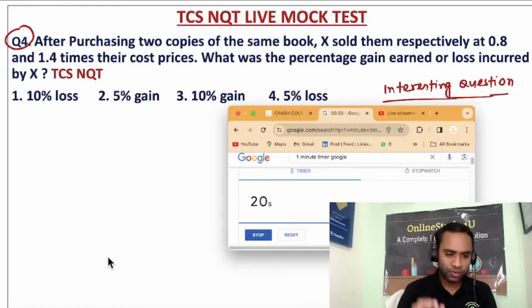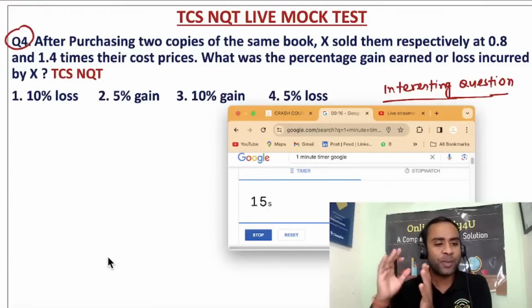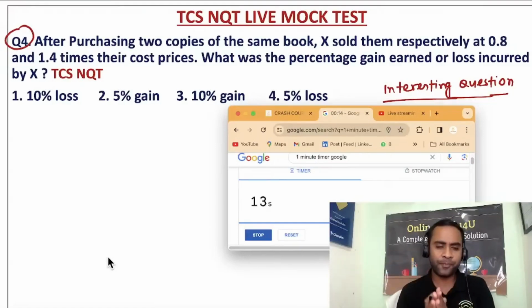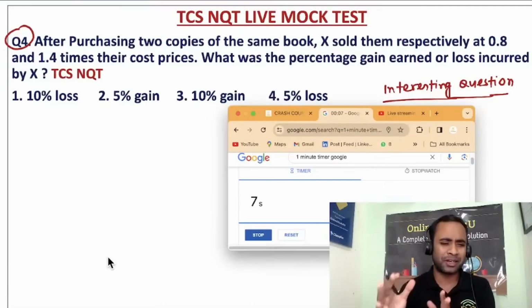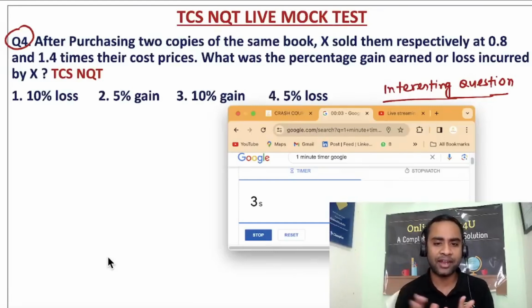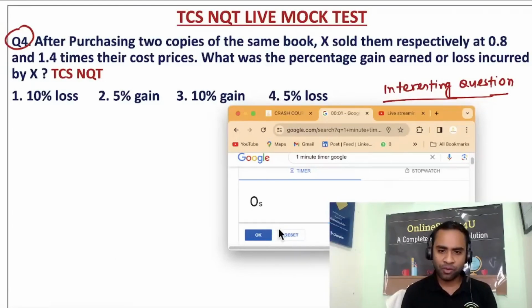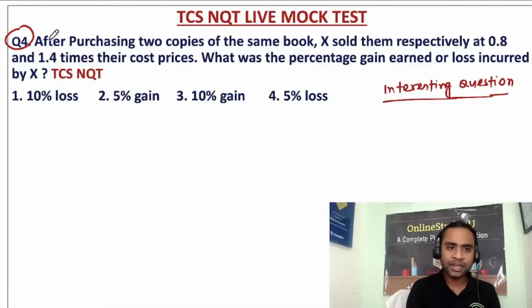See, when your options are given in terms of percentage, then you can assume any value and solve. You can take 10, 20, 30, 40, 50, 100, 2000, 3000, anything, and do it. Okay, now the timer is stopped. Let us see. After purchasing two copies of the same book, very good, Rahul.